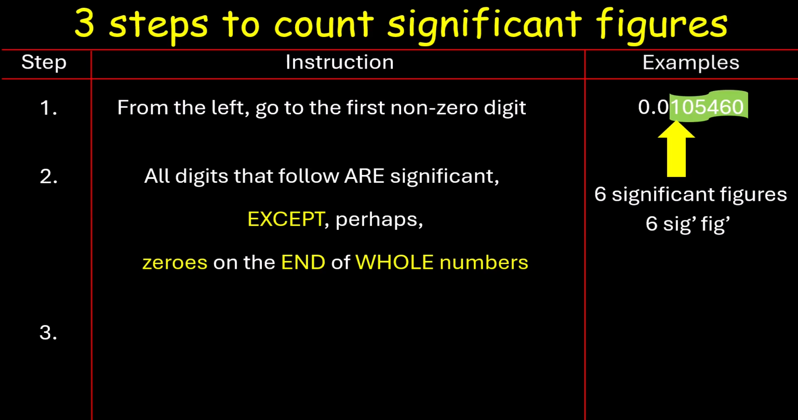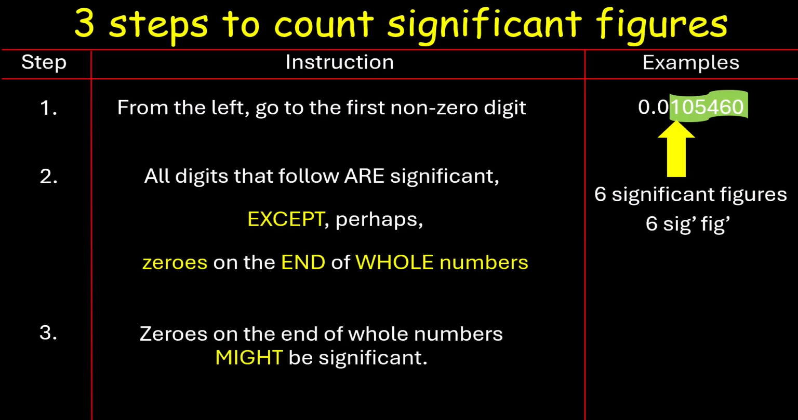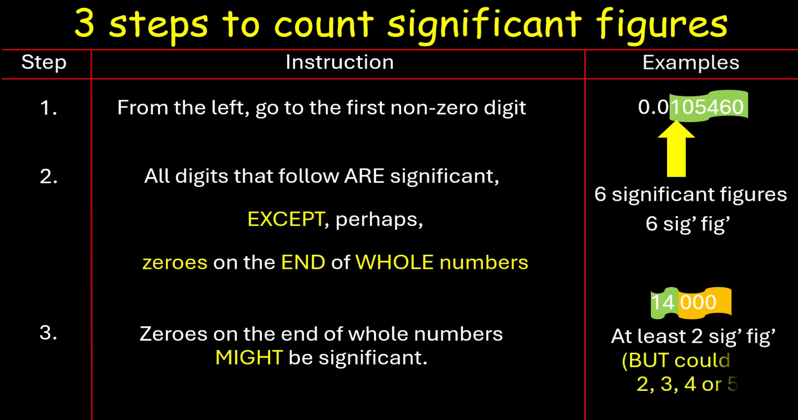And step 3, zeros on the end of whole numbers might be significant. Further details would be required. In this example, we definitely have 2 significant figures, the non-zero digits. But there could also be 1, 2, or 3 of the zeros on the end that are also significant. We can't tell yet until we are told the precision of the measurement or any rounding that has been applied.